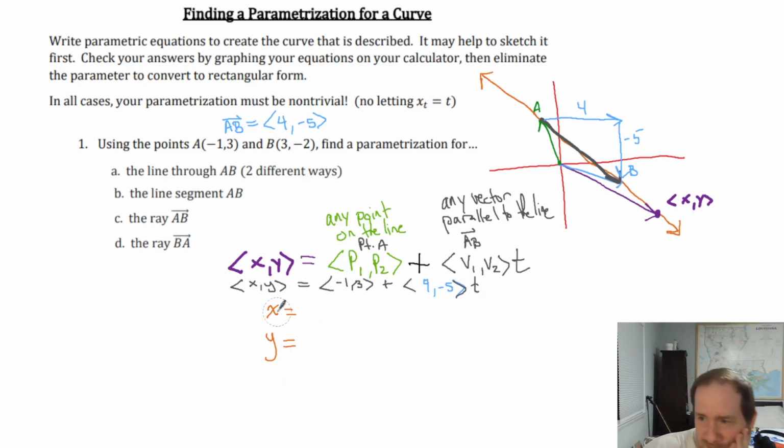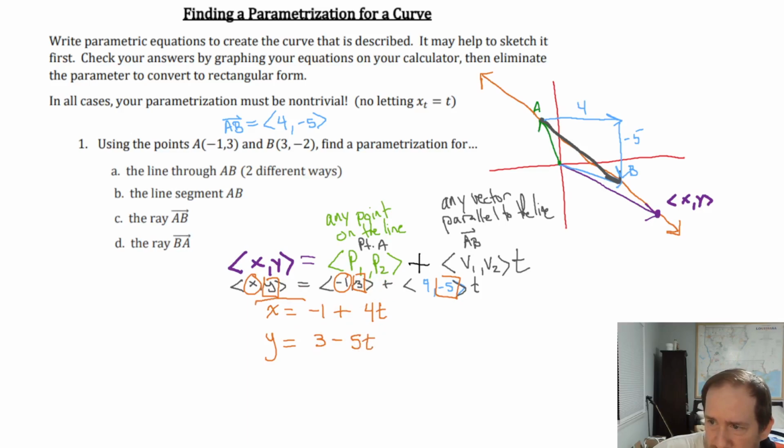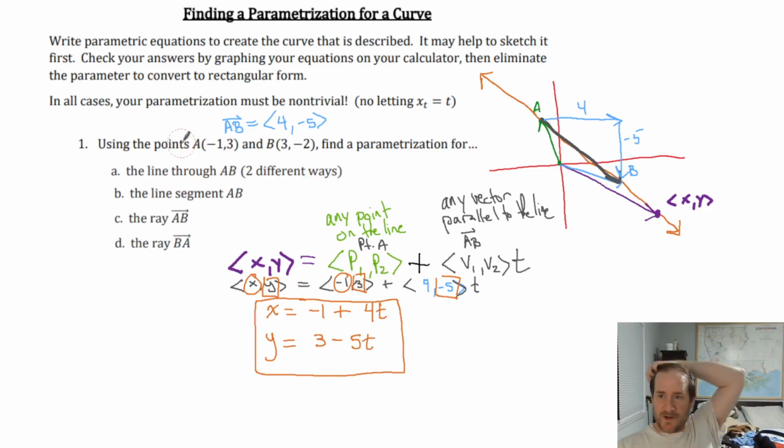So now to write parametric equations, I just say, all right, the x coordinate equals the x coordinate, which is -1, plus the x component, which is 4, times t. There. X parametric equation. My y equation will be y equals the y plus the y component times t. That's it. So it's 3 minus 5t. And there you go. This orange set of parametric equations is going to be the equations that model the line that passes through AB.